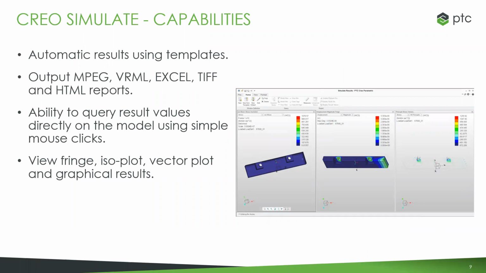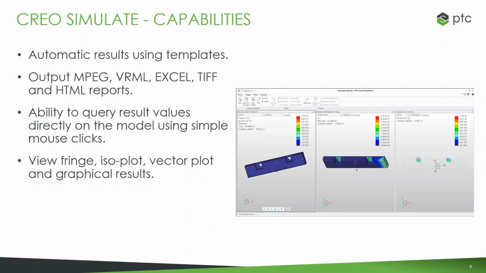Afterward, when you've run the analysis and you're looking at the results, we have templates that make it really easy to see everything. You can look at different variables, different contour plots, stress, deformation. You can animate it, anything that's going to help you to just get the best understanding of the quality and the functionality. And then the results you get, you can output those as various formatted reports for documentation, or you can just send them off to somebody that needs to see them. I mean, you can see here MPG, VRML, Excel, TIFF, HTML reports, all kinds of different options there.